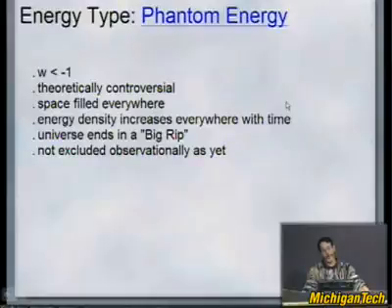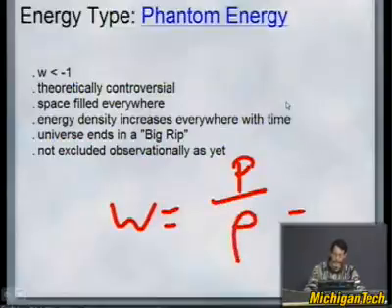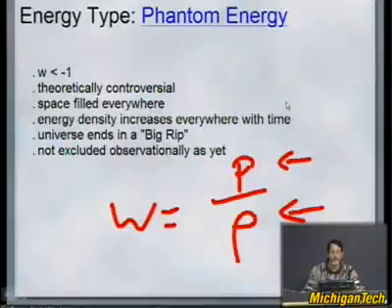Okay, so we're going to go through the energy forms again. Possibly the strangest and most controversial form of energy is called phantom energy. This has w, which is equal to pressure over rho. So this is energy density, and this is how much it pushes on things. This pushes on things in a negative way, in a gravitationally negative way.